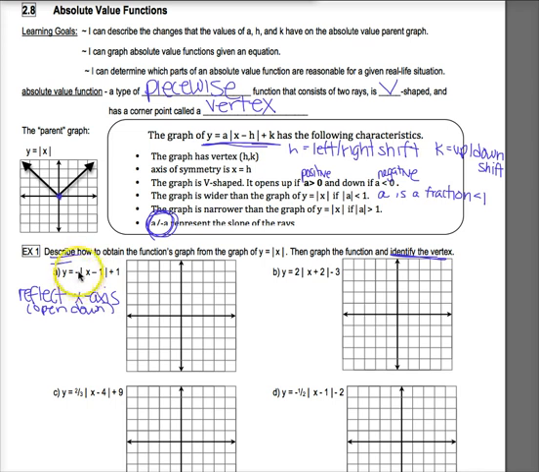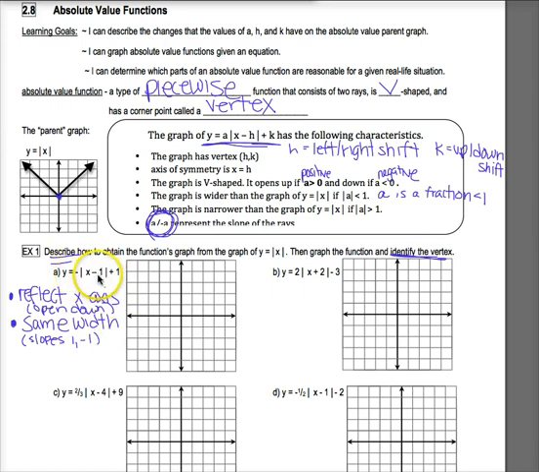Now, there is no number with the negative, which means that the number there was 1. So -1 was the value of A, which means that when I'm describing how it's going to go, it's going to have the same width, because it's narrower if it's bigger than 1, it's wider if it's less than 1. This is 1. So it's going to have the same width as the parent graph, which means the slopes of my rays are going to be 1 and -1. So all of that I get just from my A.